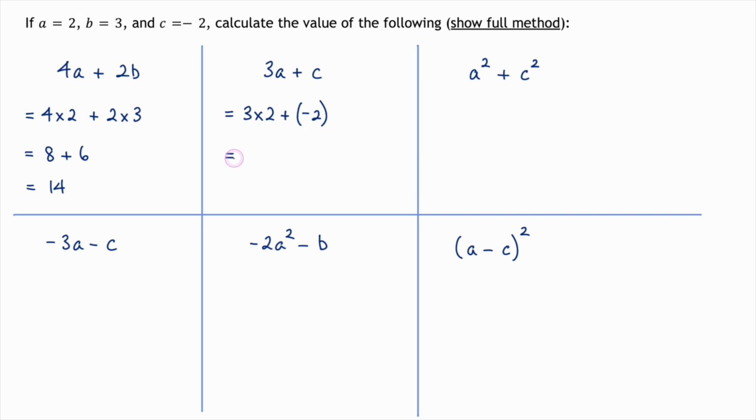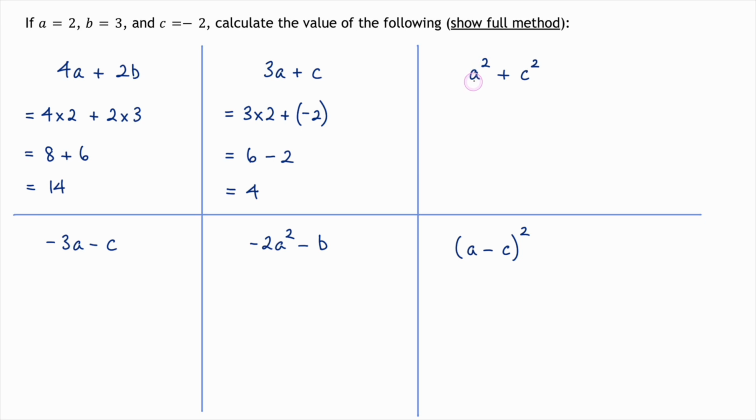Okay. Next step is some calculation. So 3 multiplied by 2 is 6. I've got a plus and a minus. A plus and a minus is a minus and 2. 6 subtract the 2 is 4.